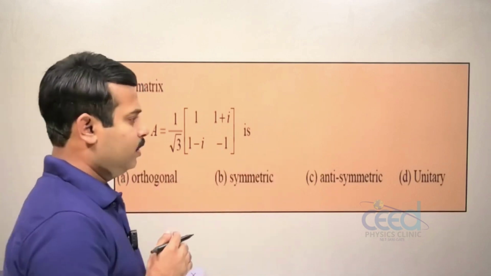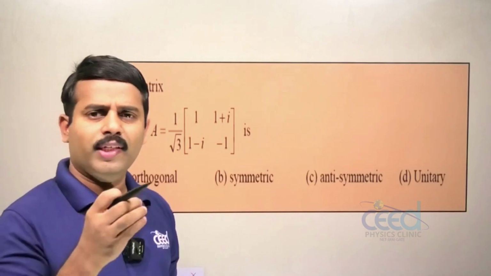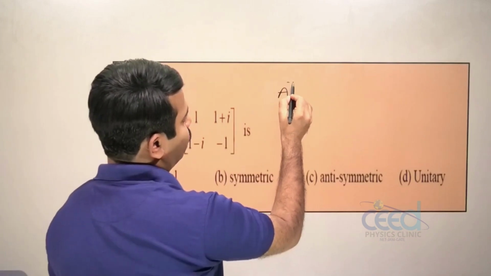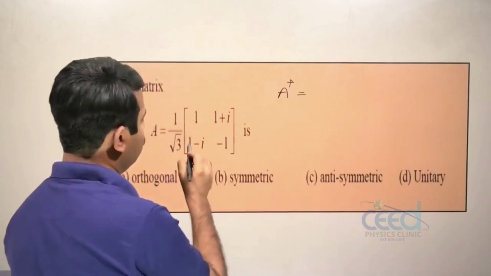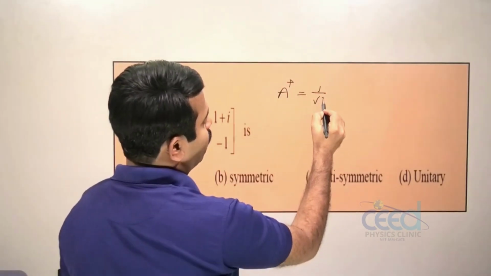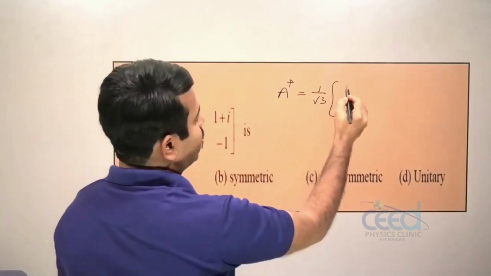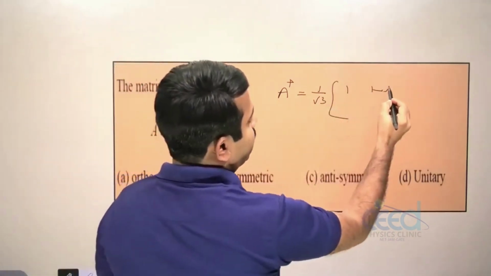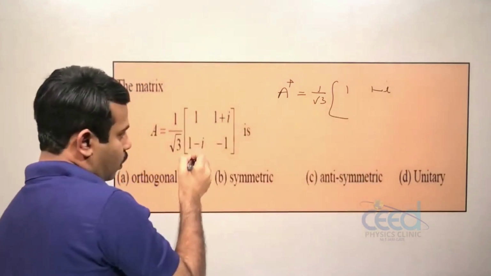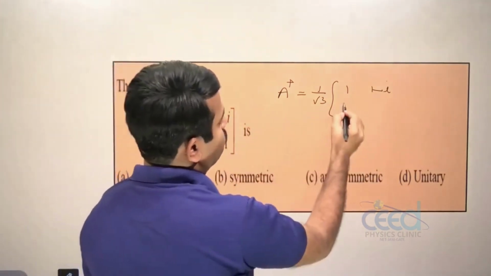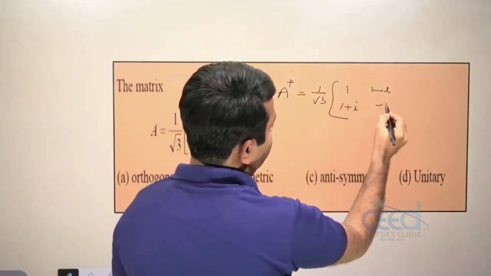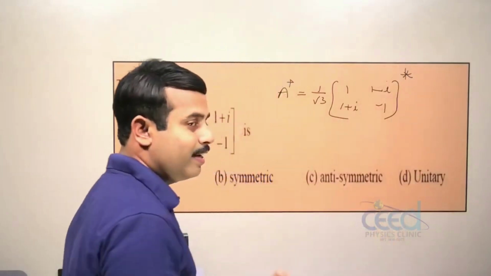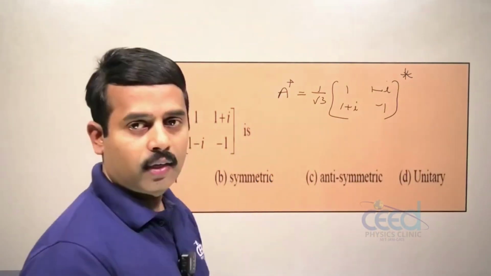To check unitary, we require A dagger, right? What is A dagger? Transpose conjugate. So first I am finding A dagger. A dagger is equal to, what is the transpose of this? 1 by root 3 into, so 1 minus I, right? So 1 minus I transpose, right? This column as a row, then 1 plus I, minus 1, 1 plus I, minus 1, right? Now its conjugate, right? We should take the transpose conjugate, which is A dagger.